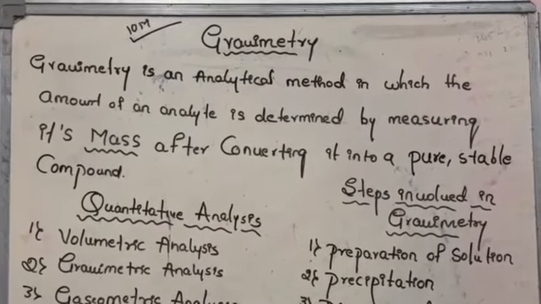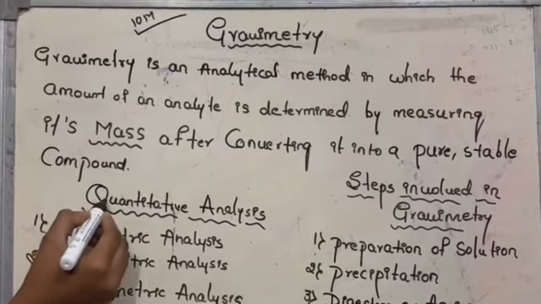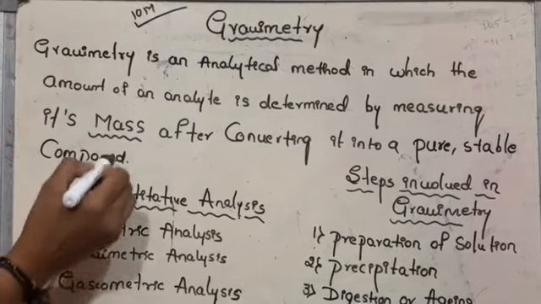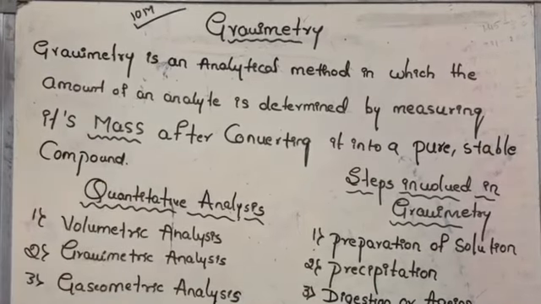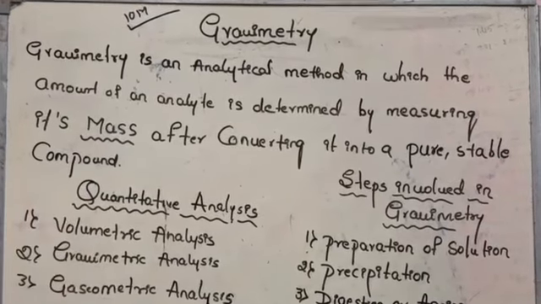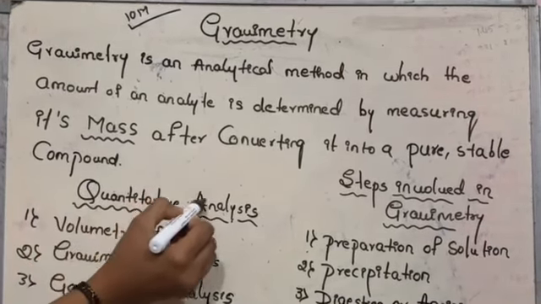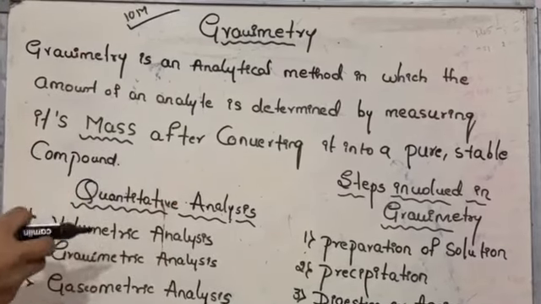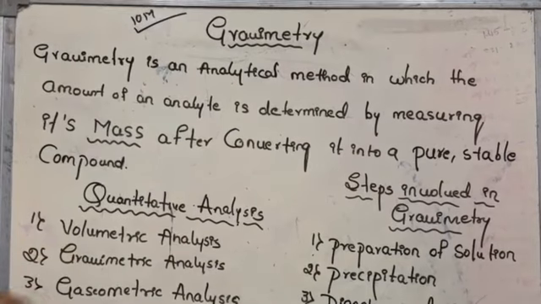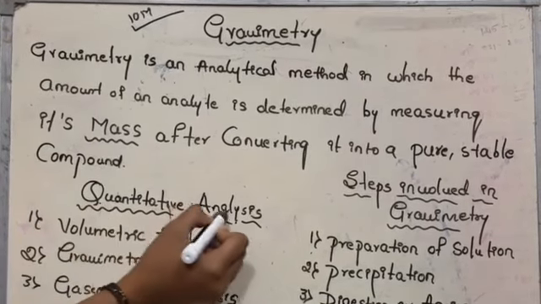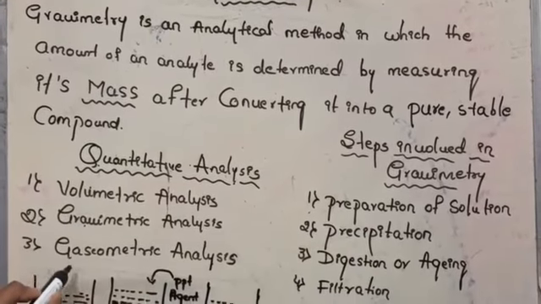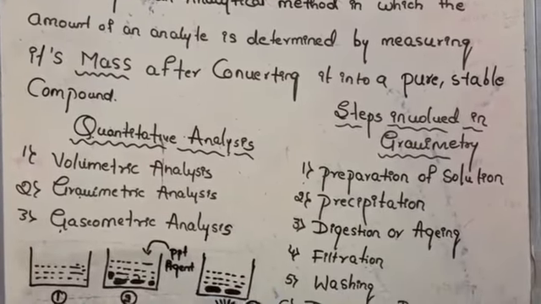Here we are discussing a subtopic of today's analysis. Particularly, pharmaceutical analysis is divided into qualitative analysis and quantitative analysis. Quantitative analysis is where, in a solution, we determine the amount or concentration of the analyte present in it. Quantitative analysis is again classified into volumetric analysis, gasometric analysis and gravimetric analysis.